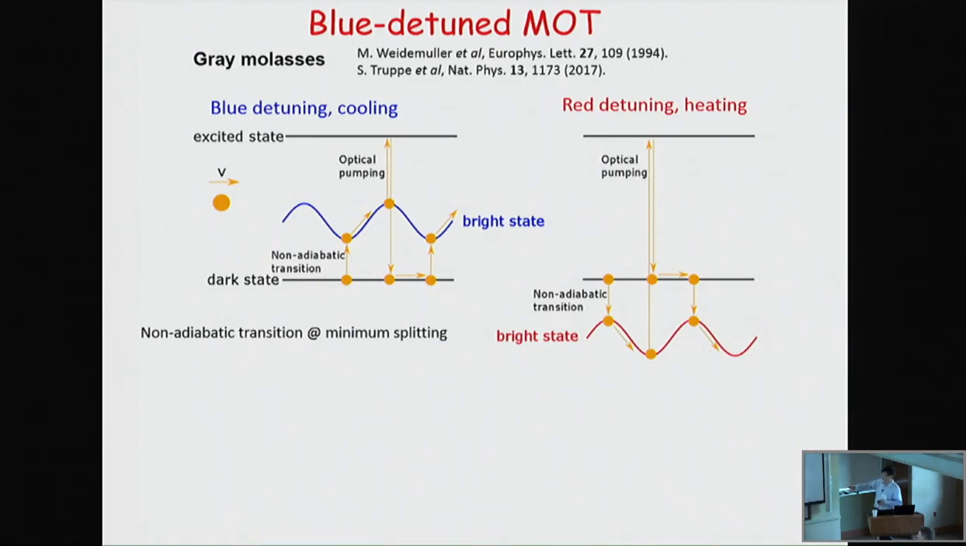So by doing this process, just like surface cooling, the molecules cool down by doing the blue detuning. And you can see for the red detuning, it actually leads to heating. Okay, so this is the so-called gray molasses.